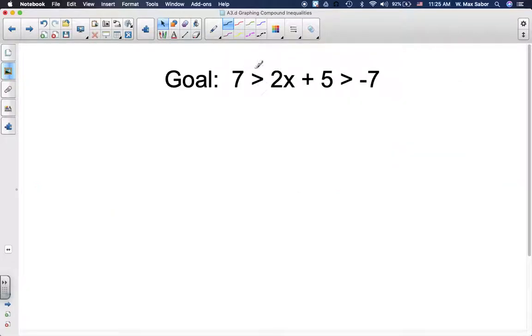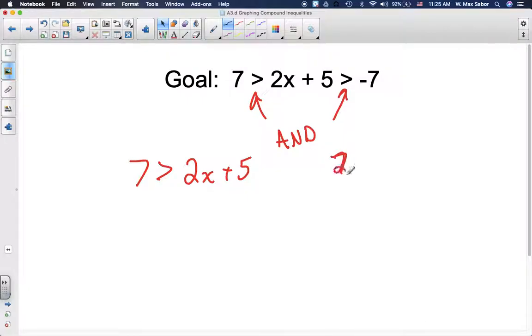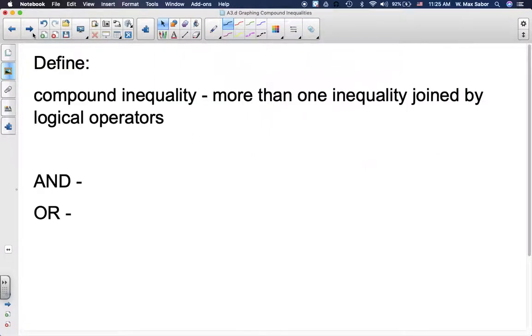Our goal is to graph something like this, where this is an AND statement saying that 7 is greater than 2x plus 5, and 2x plus 5 is greater than negative 7 at the same time. We're looking for the values that make both statements true at the same time.